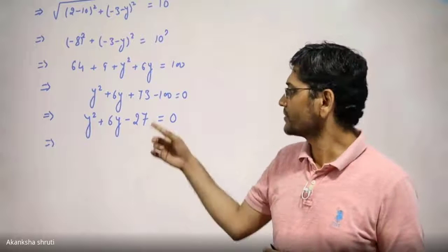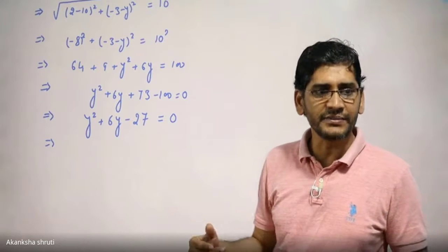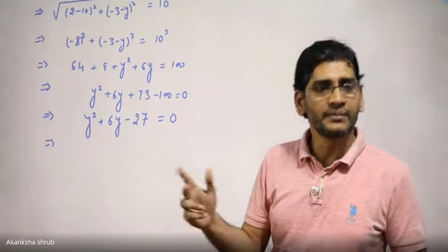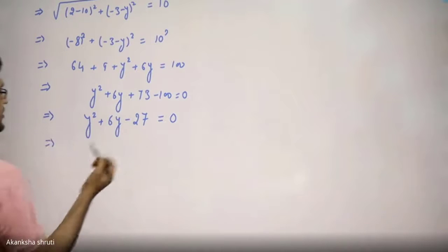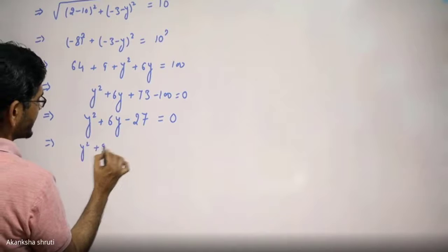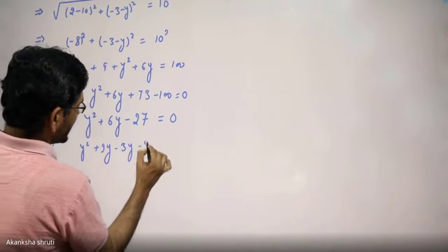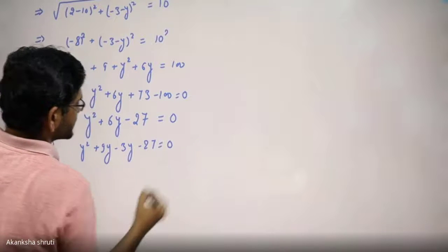What are the factors of this 27? 9 threes are 27. So plus 9, minus 3. Their addition will give us plus 6 and the product becomes minus 27. So y square plus 9y minus 3y minus 27 is equal to 0.